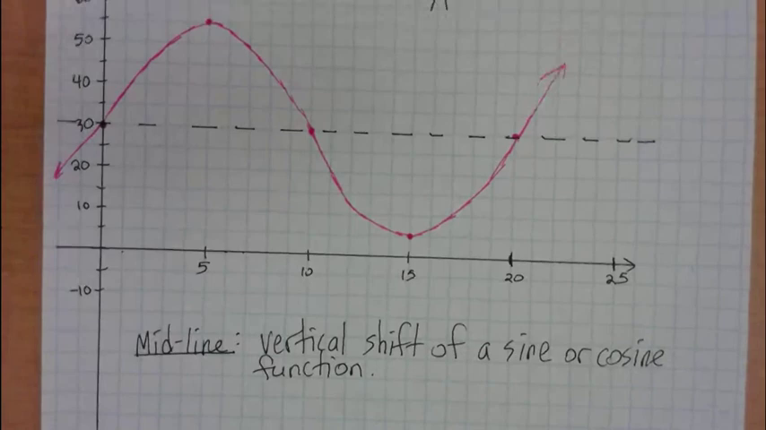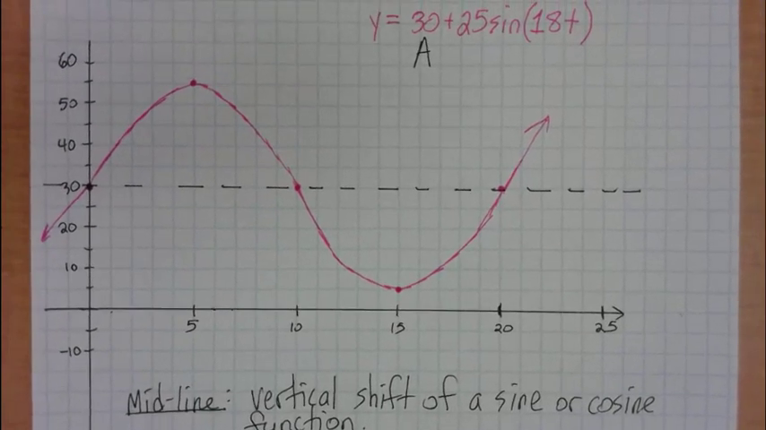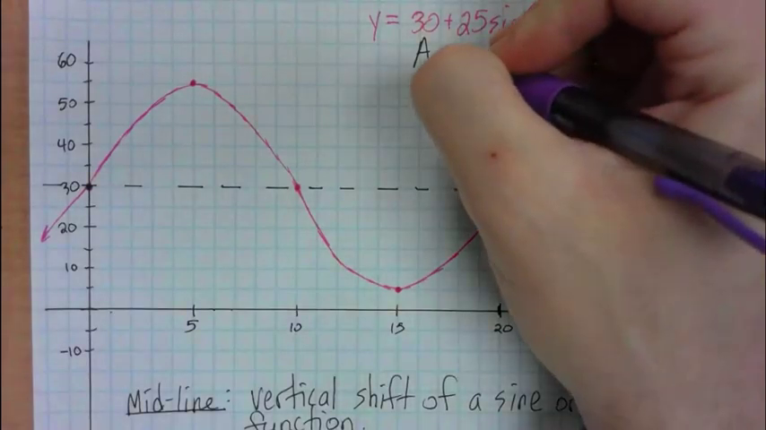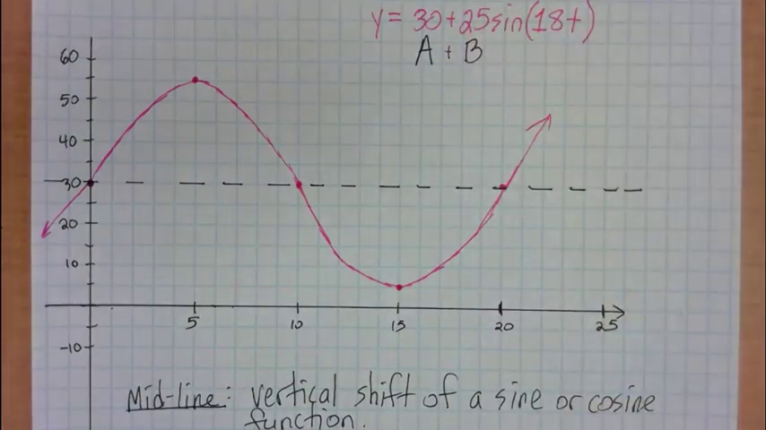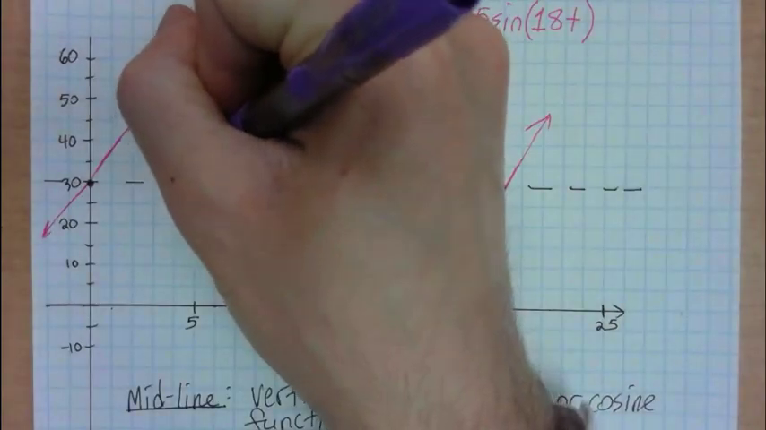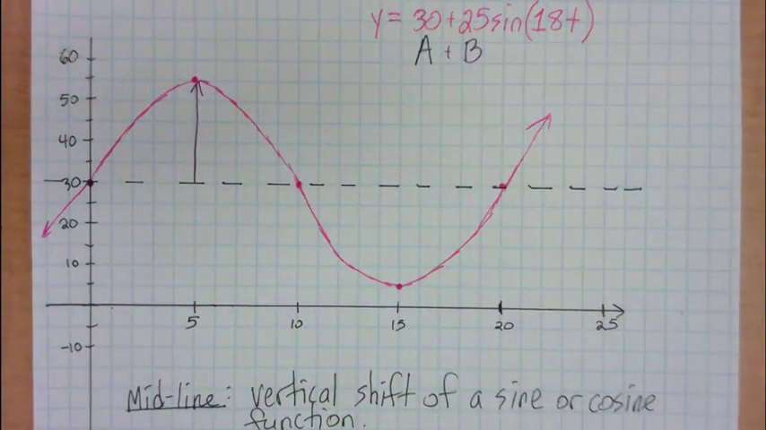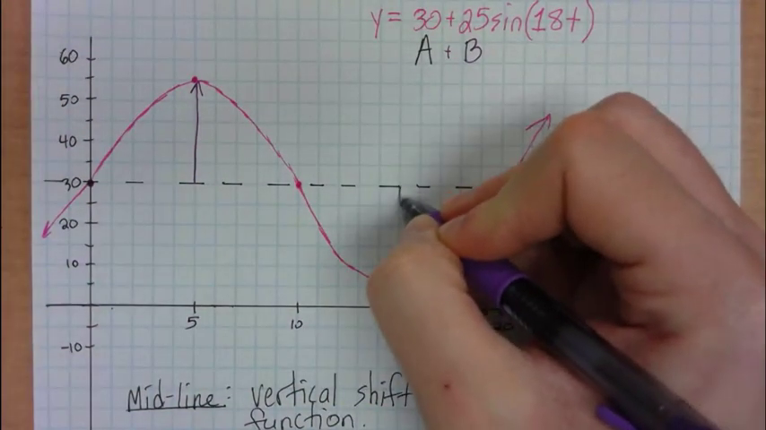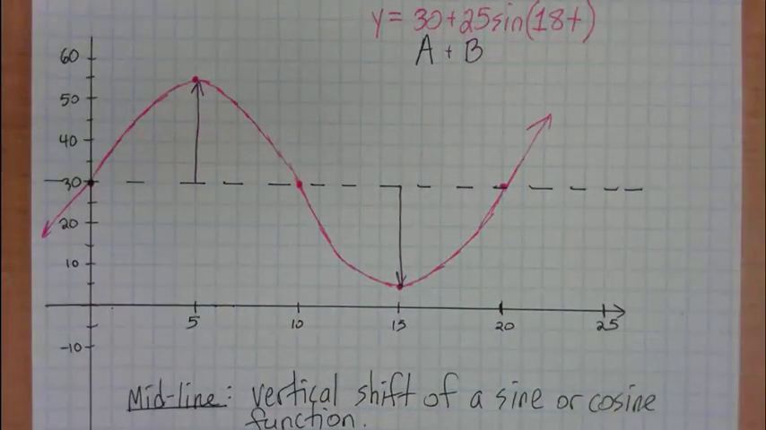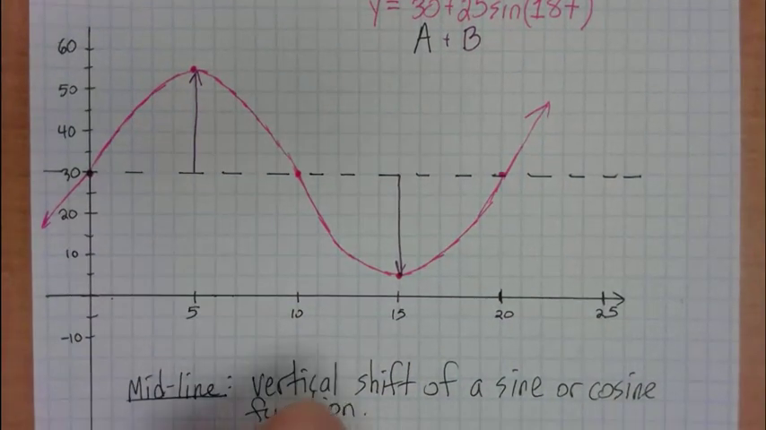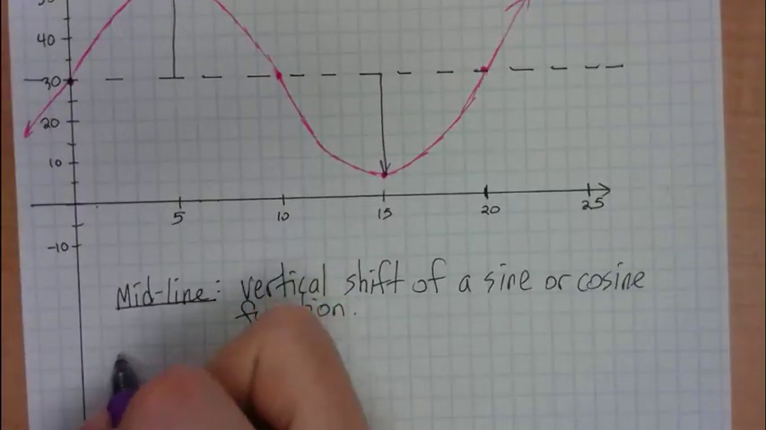The next important vocab word is amplitude. The amplitude is the 25 right there, and we're going to use B in this video to represent that. Amplitude is the amount your graph is going up or down from the midline. It would be this purple arrow right here or this purple arrow right here, and that's never going to change. It's always going up or down by that amount.